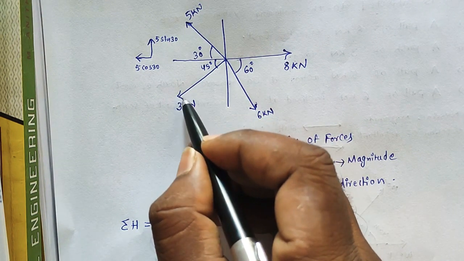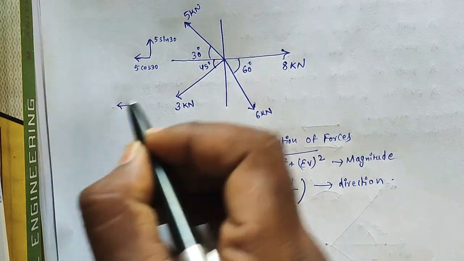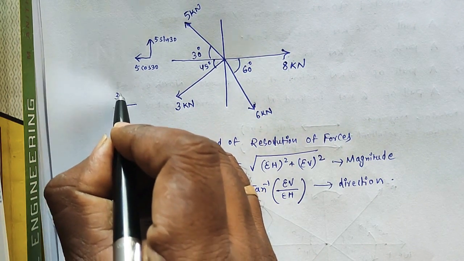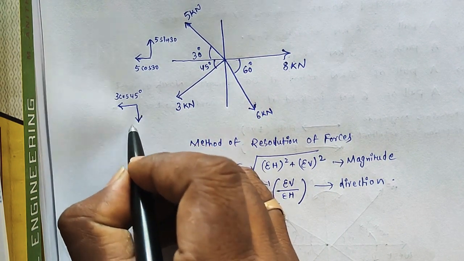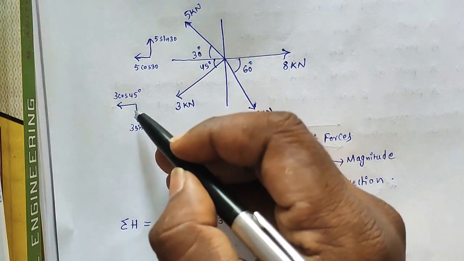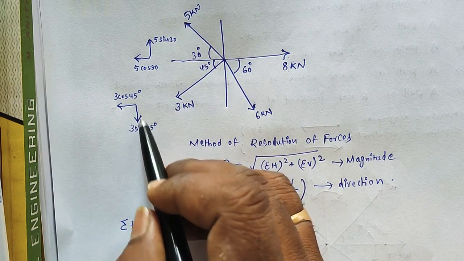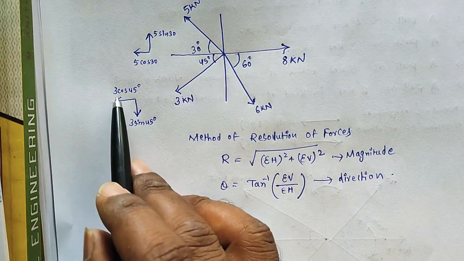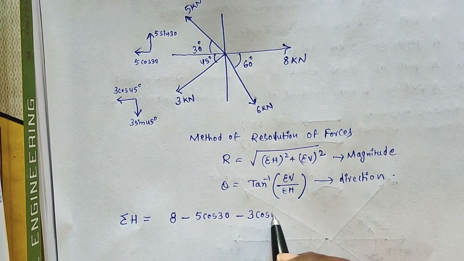And coming to 3 kilonewton, the horizontal component of 3 kilonewton: it is making an angle of 45 degrees with the horizontal. So 3 cos 45 is the horizontal component and the vertical component will become 3 sin 45, in the downward direction. This 3 cos 45 also acts in the negative x-axis direction. That's why we are giving minus 3 cos 45.